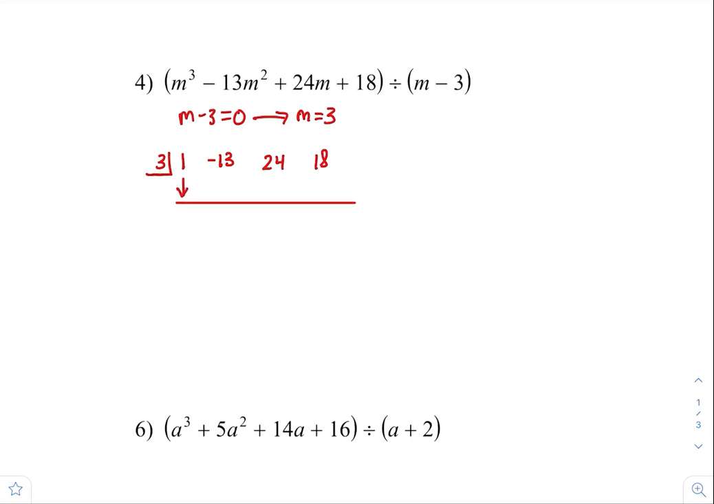We drop the first one. So 1 times 3, you guys, is 3. Add those together. Negative 13 plus 3 is negative 10. Negative 10 times 3 is negative 30. Negative 30 plus 24 is negative 6. Negative 6 times 3, negative 18. Remainder, 0.